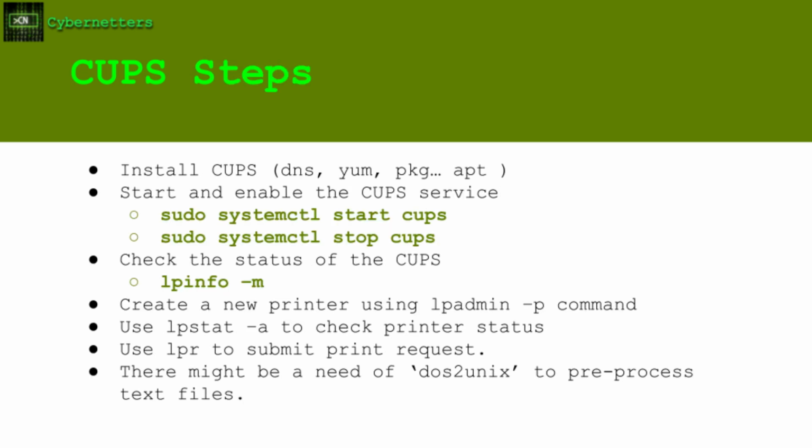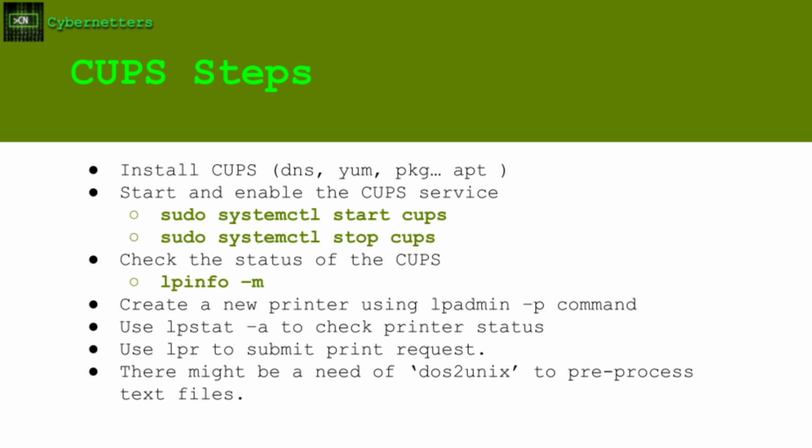So let's talk about how you can set up CUPS on your Unix system, which involves a few key steps. The first one is to obviously install CUPS using your package manager, like it could be dnf, yum, apt, etc. The second step is to start and enable the CUPS service with sudo systemctl start cups, or to stop it, sudo systemctl stop cups.